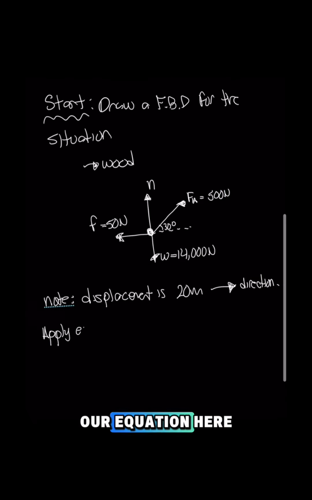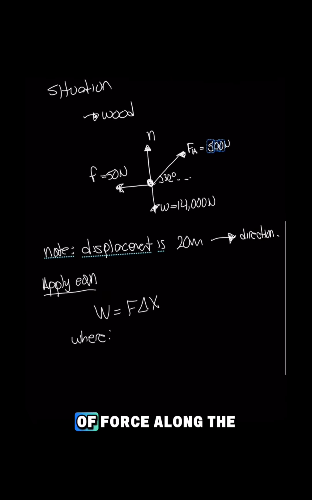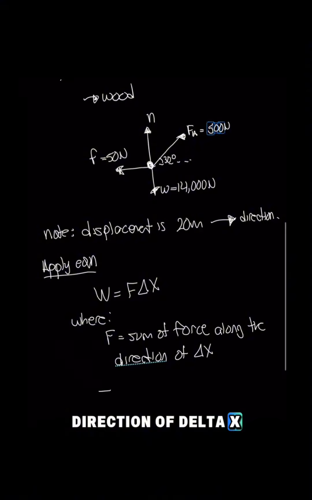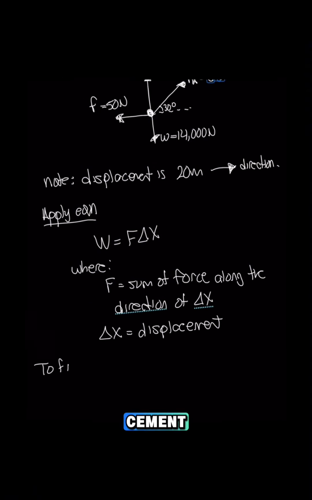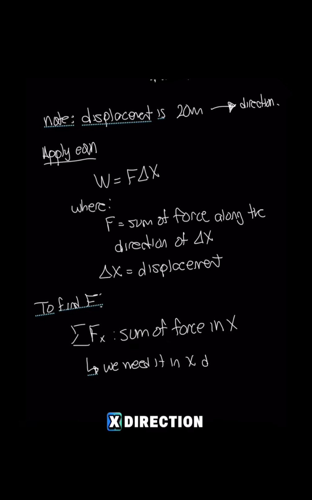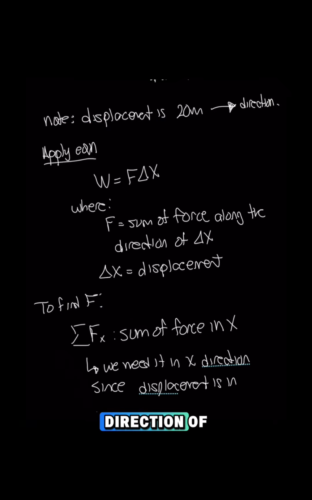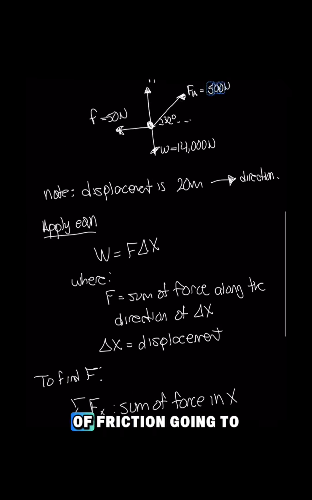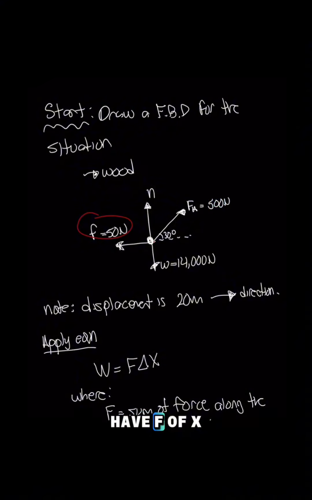Now we can apply our equation here, where F is equal to the sum of force along the direction of delta x, and delta x is just the displacement. So to find F, we can look at the sum of forces in the x direction, since this is the direction of displacement. We're going to have the force of friction going to the left, and then F of x, which is the x component of the force applied.